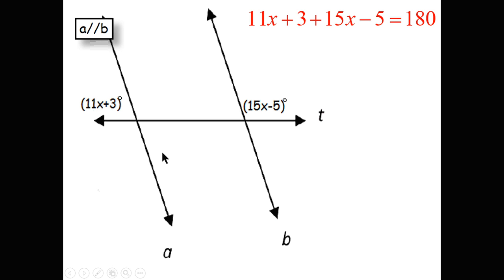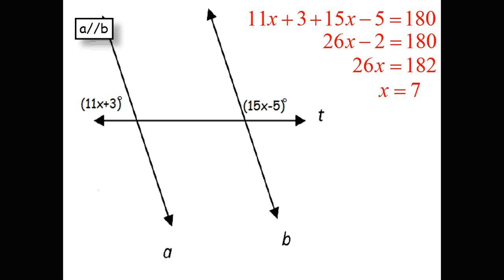11x plus 3 plus 15x minus 5 is equal to 180. Then we just have to solve this equation. Combine our like terms. We're going to have 26x minus 2 is equal to 180. Then simply add 2 to both sides and divide by 26. We'll get x is equal to 7. You may be asked to find the angle measures. No problem. Plug 7 back in for x. 11 times 7 is 77 plus 3 is 80. 15 times 7 is 105, minus 5 is 100. And then you can check because 80 plus 100 equals 180.